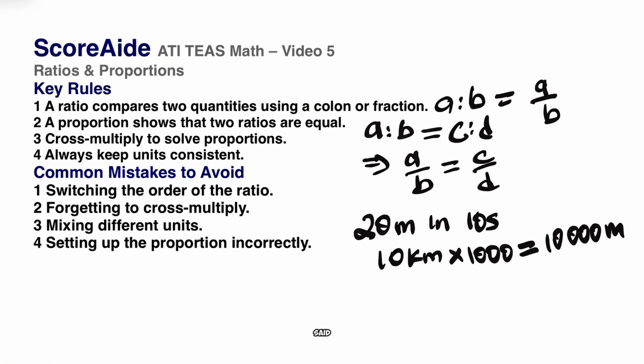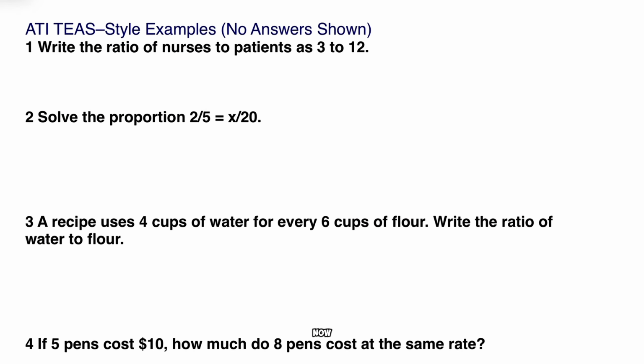Now, with that being said, let us just go ahead and solve some examples so that you can apply these on your TEAS exam. Now, let's look at this. Write the ratio of nurses to patients as 3 to 12.